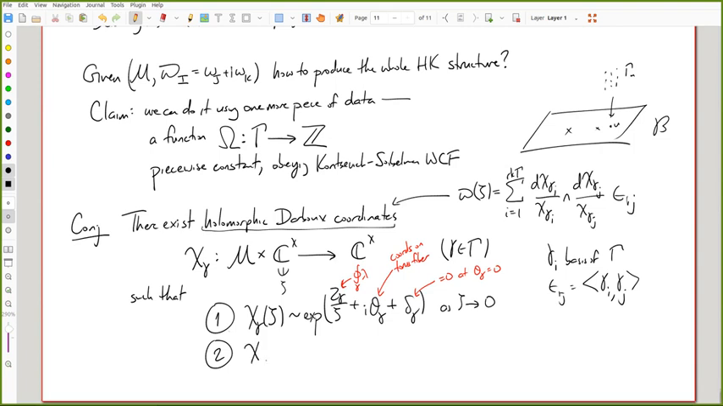And then they have a kind of reality structure. So is it really for zeta going to 0? Yes. Okay, good. Zeta equals 0 is very singular.